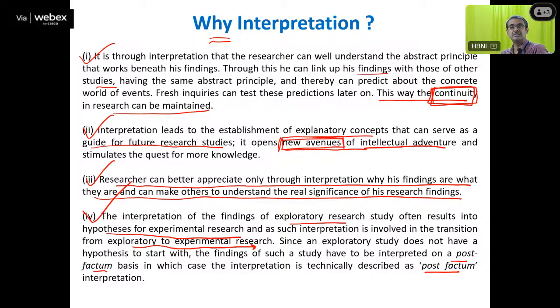So first, it establishes continuity in research. It opens up new avenues for future research. The researcher can better appreciate, only through interpretation, why his findings are what they are, and can make others understand the real significance of his research findings. The real significance, understanding by the researcher himself and others, can be achieved with the help of proper interpretation, and then we can transit from exploratory to experimental research with the help of interpretation. So this is why interpretation is very important.